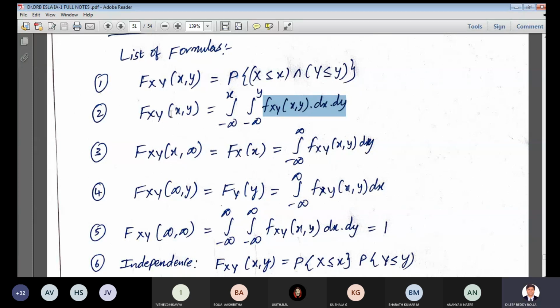Okay, so this is x and y. Both the x value and the y value are available, and both are in the limit. Now, this x value is in the limit and the y value is infinite. How to solve it? And the x value is infinite and the y value is in the limit. How to solve it? Both of them are infinite. How to solve it? And this is completely independent. Independent means none of the values are matching. How to solve it?